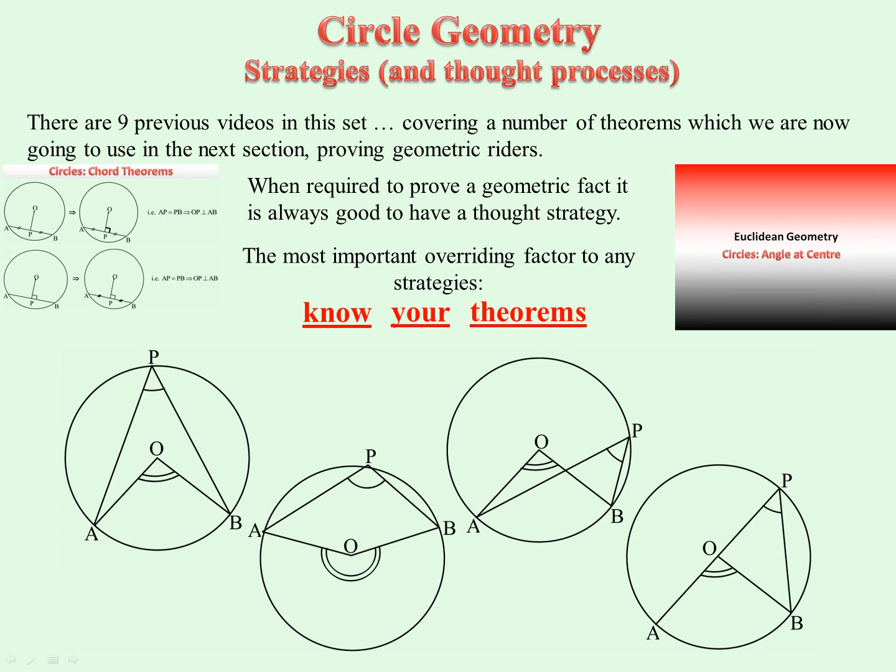Then we have the angle at center. Angle at center subtended by that arc is equal to double the angle subtended by the arc anywhere on the remaining part of the circumference. Arc, angle, double on the remaining part of the circumference.